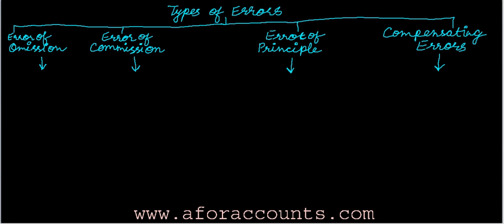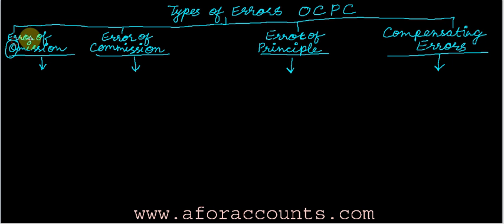So the four kinds of errors are error of omission, error of commission, error of principle, and compensating errors. I remember it by saying OCPC. My code is OCPC. Error of omission, O. Error of commission, C. OC. Error of principle, P. Compensating error, C. So OCPC are the four types of errors. Now let's take them one by one.